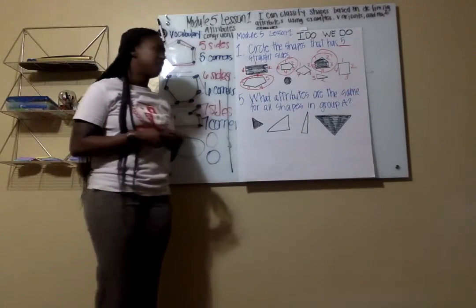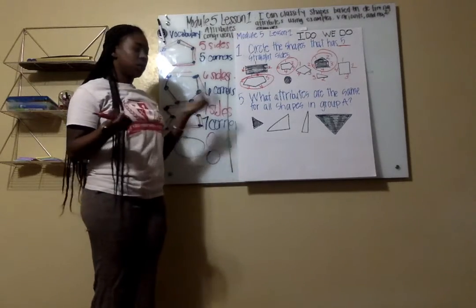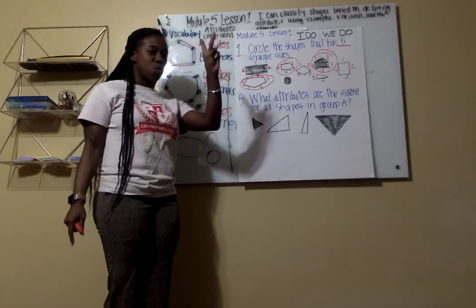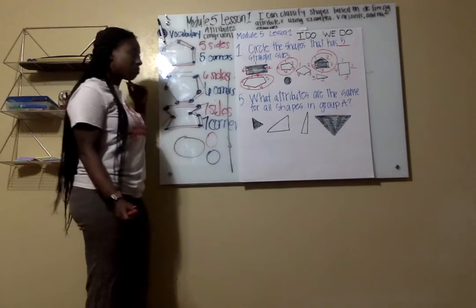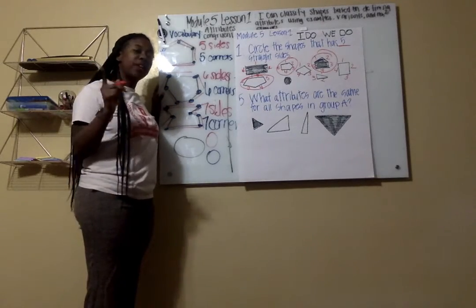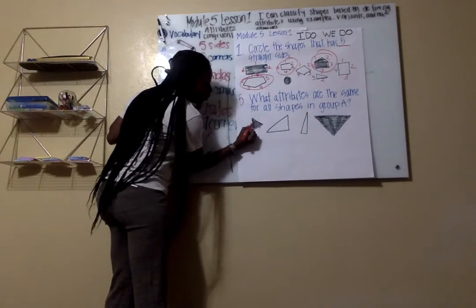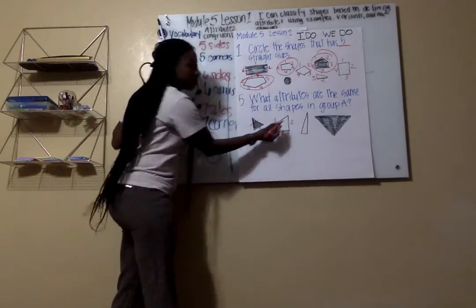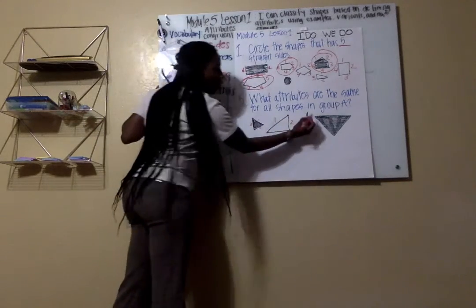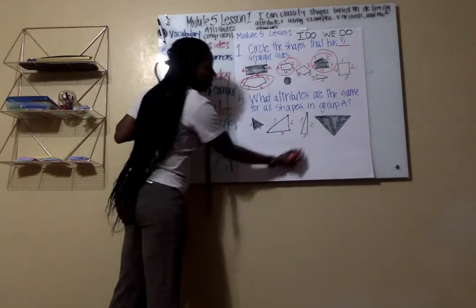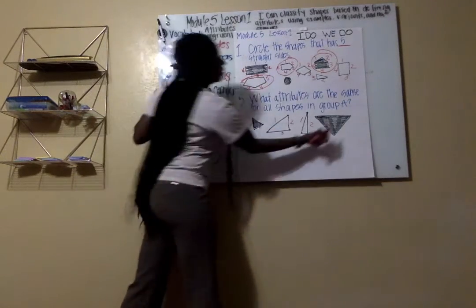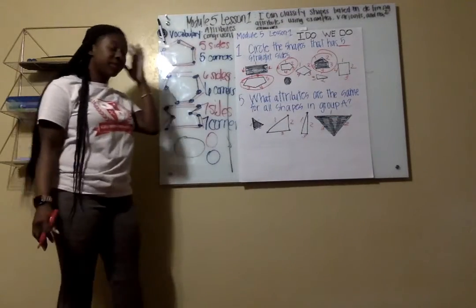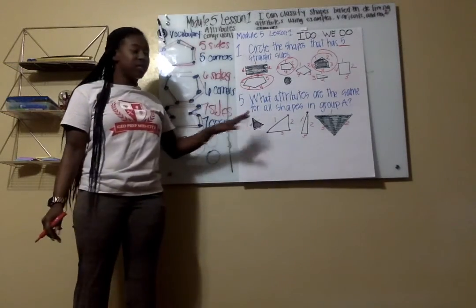So number 5 says, what attributes are the same for all shapes in group A? So let's look. Remember, attributes mean characteristics. So what are the characteristics? Remember, I told you 2 important things: sides, corners. Straight sides, corners. All right. So let's look. I want us to see how many sides each one of them has and how many corners each one of them has. So this one has 1, 2, 3 sides, 1, 2, 3 corners. Next, 1, 2, 3 sides, 1, 2, 3 corners. Next, 1, 2, 3 sides, 1, 2, 3 corners. Next, 1, 2, 3 sides, 1, 2, 3 corners. So we know they all have 3 sides and they all have 3 corners. So we counted the sides and the corners.